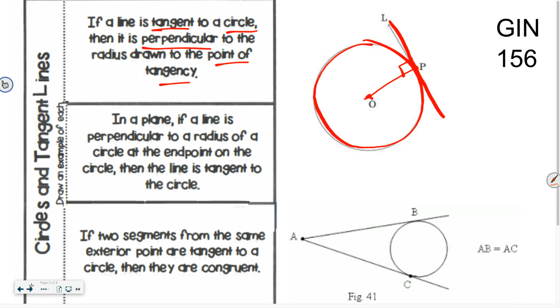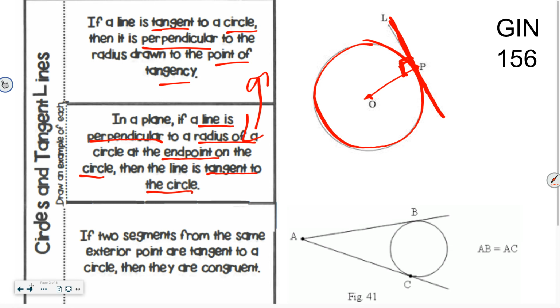And then the second one is the converse of that. It says if a line is perpendicular to a radius at the endpoint on the circle, then the line is tangent to the circle. So these two just basically say, if I know it's tangent, then I can draw the right angle. If I see the right angle, then I know it's tangent. So it's the converse of each other.